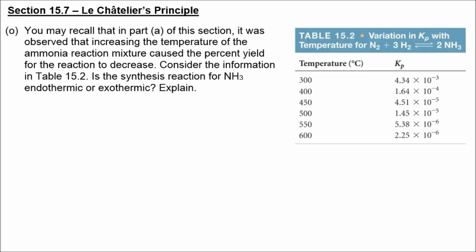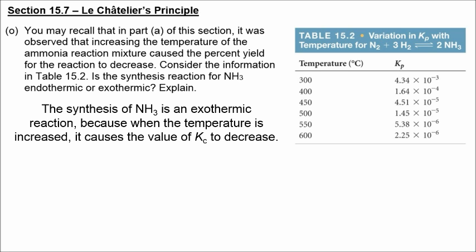You may recall in part A of this section, it was observed that when the temperature is increased for the Haber process to make ammonia, it caused the percent yield to actually go down. So that means that at higher temperatures, the value of Kp is actually decreasing. What does this say about the reaction for the synthesis of ammonia?